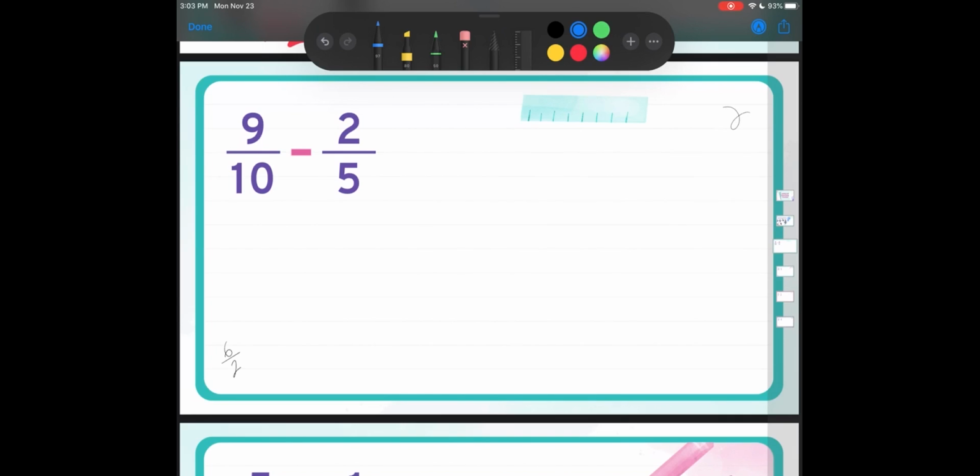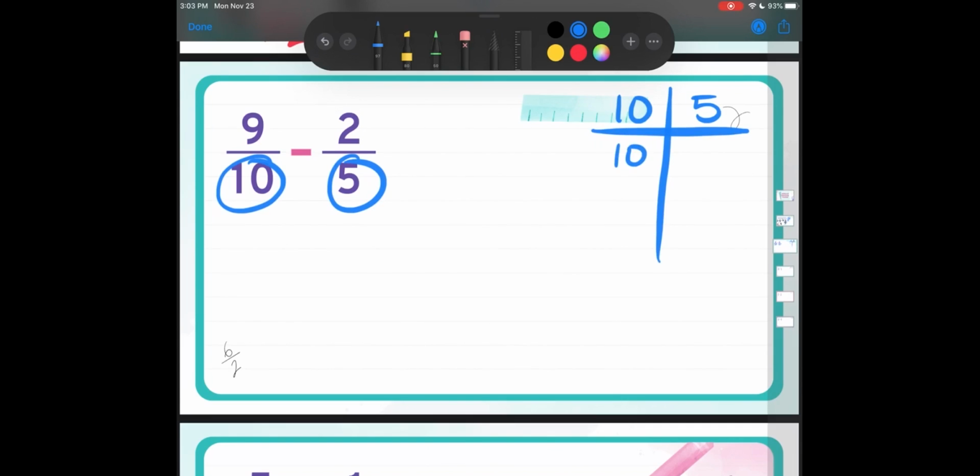All right, let's look at 9/10 minus 2/5. Just like before, I cannot subtract them the way they are, because our denominators aren't the same. So I need to take my denominators and find their least common denominator by writing my multiples. I'm going to write my multiples for 10 and 5. Well, 10 is 10, 20, 30. 5 is 5, 10. So 10 is going to be the first one that they share.